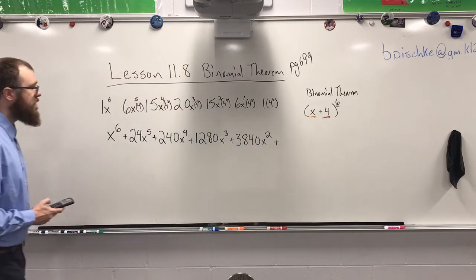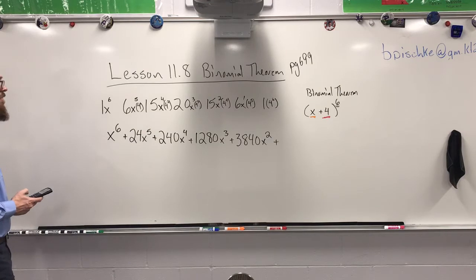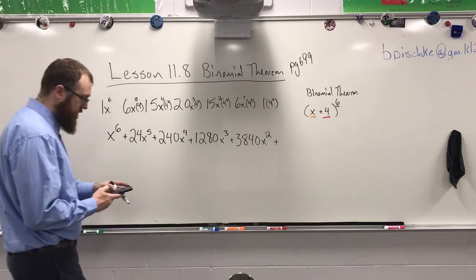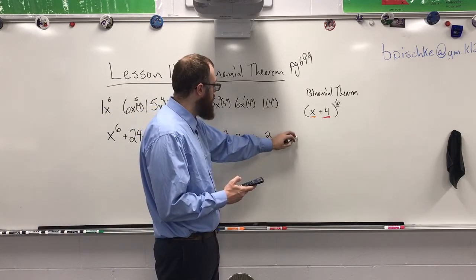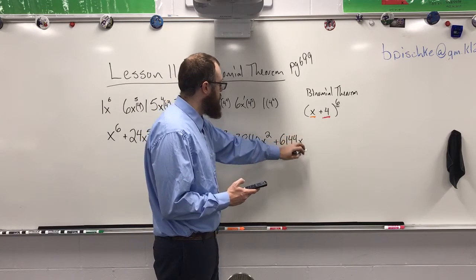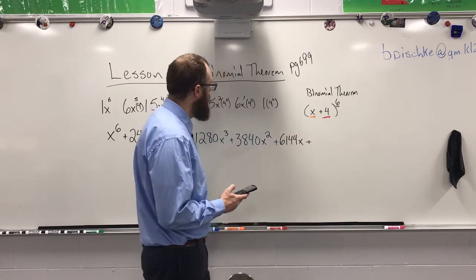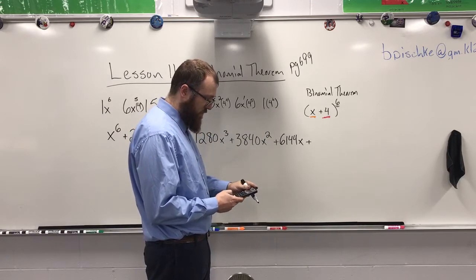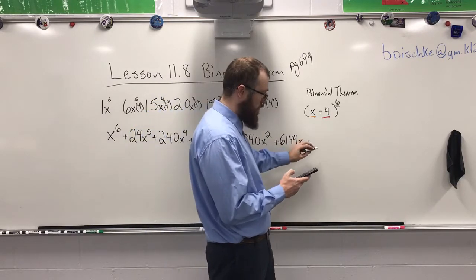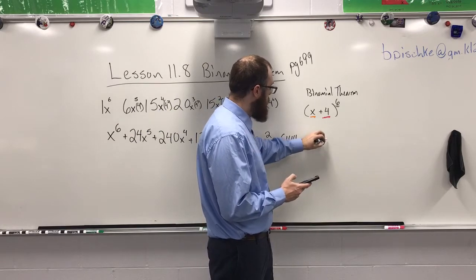My next term says 6x to the 1st times 4 to the 5th. 4 to the 5th is 1,024, times 6 would give me 6,144 x, plus. The last term is 1 times 4 to the 6th. 4 to the 6th is 4,096.